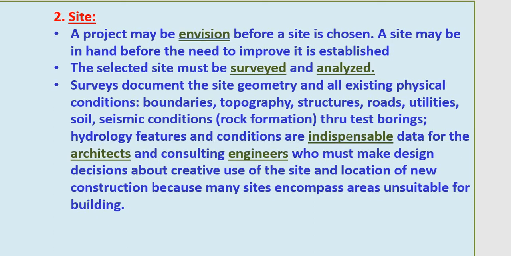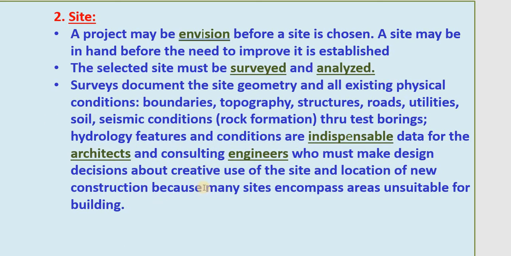The site is the one you maybe envision before you choose a project. A project can be started from that. But if you have the site, you need to have the survey, you have to analyze, and you have the report from that. Inside that, you need to tell about topography, boundary, structure, rule, utility, soil, seismic, any conditional information about the site.